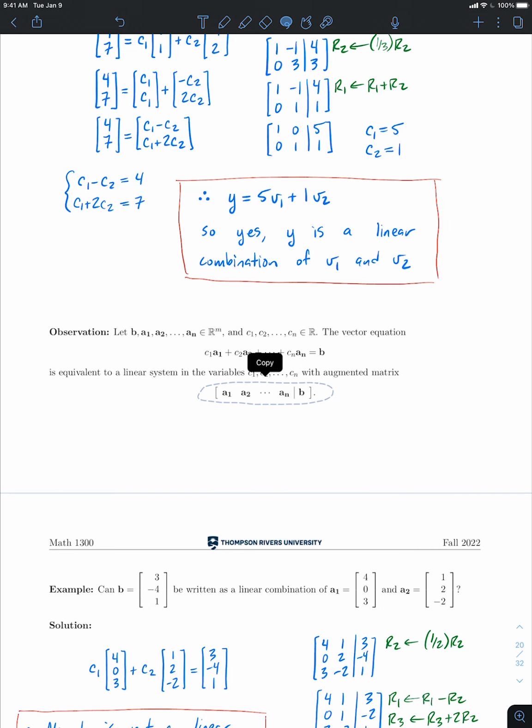So what is this? It looks like an augmented matrix, but it's only got one row. But be careful: this is not a real number. A1 is a vector, not a real number. Same with A2, that's a vector. And same with B, B is a vector. So it looks like a single-row augmented matrix, but instead of real numbers as entries, we've got vectors.